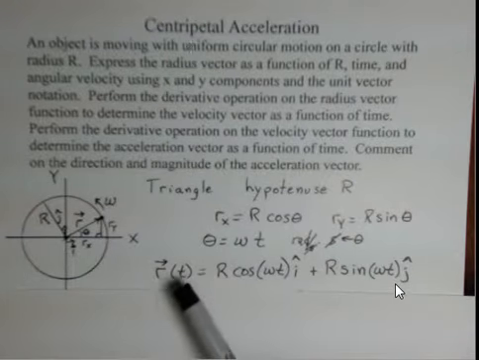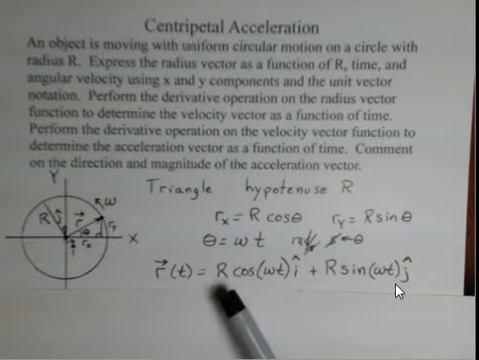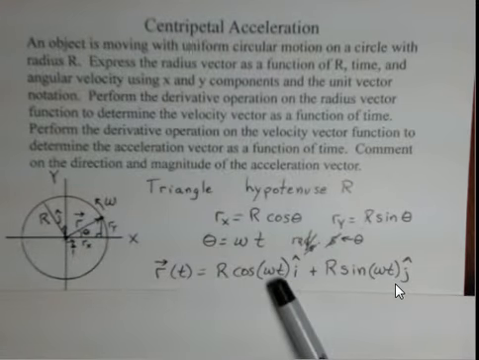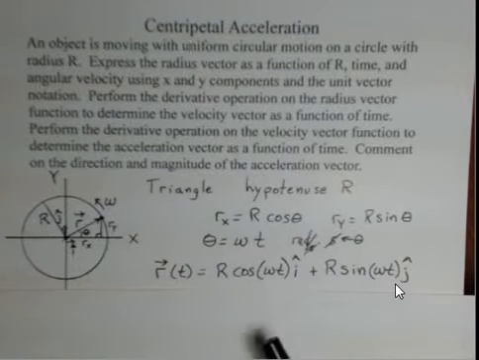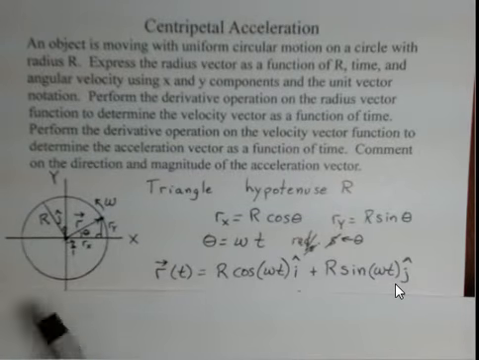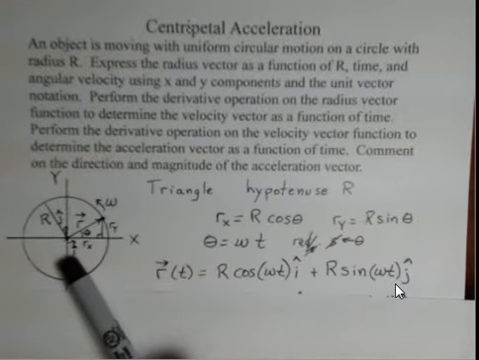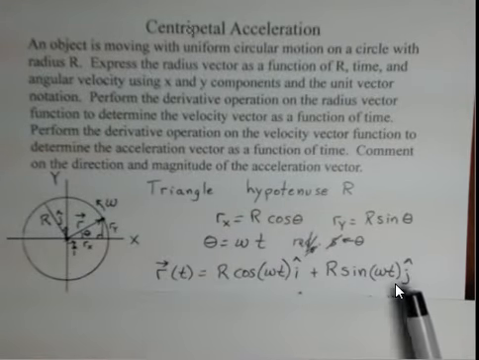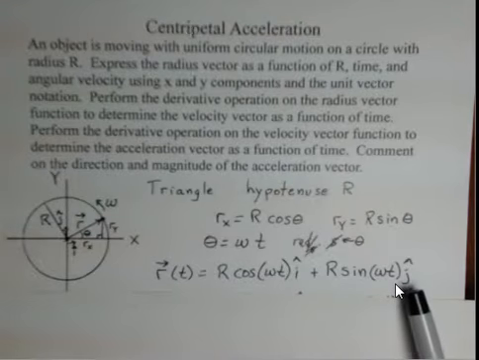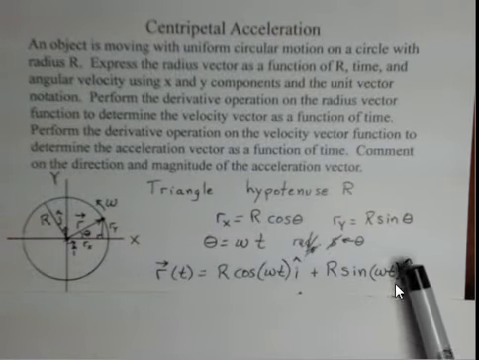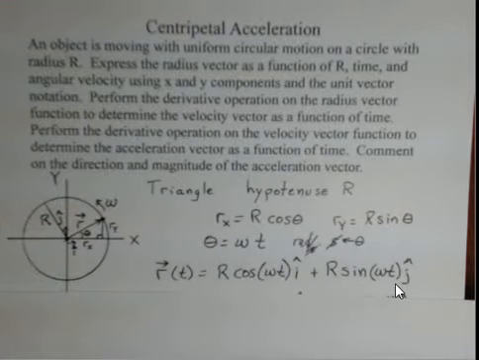So here's our radius vector as a function of time. Here's the x component. Instead of theta, we see omega t. i hat is the unit vector, has a magnitude of 1, points in the x direction. j hat is the unit vector in the y direction. Again, magnitude of 1 gives us the direction for this term along the y-axis.